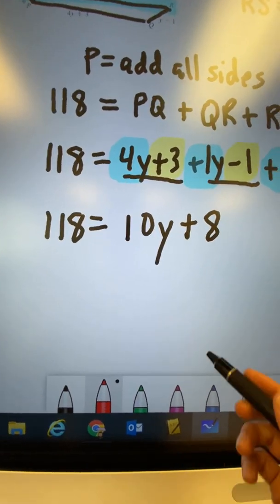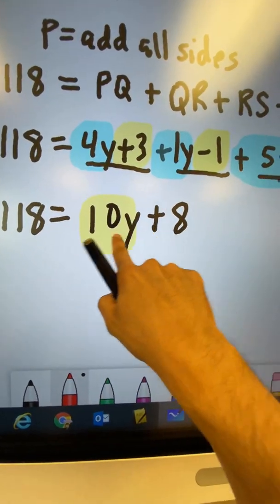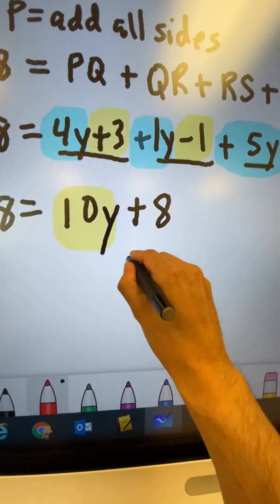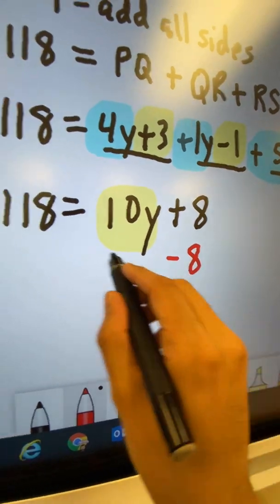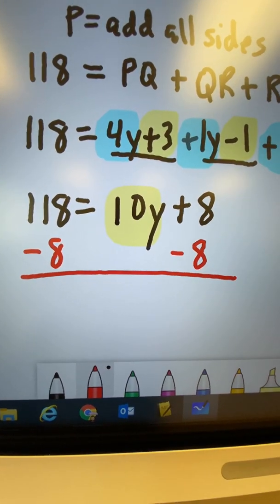Next, I want to solve for the variable y. So I'm going to eliminate the term on the same side, which is the positive 8. The opposite of adding 8 is subtracting 8. That's the additive inverse. And what you do to one side, you always got to do the same to the other to balance the equation. So notice we're using the subtraction property of equality here.